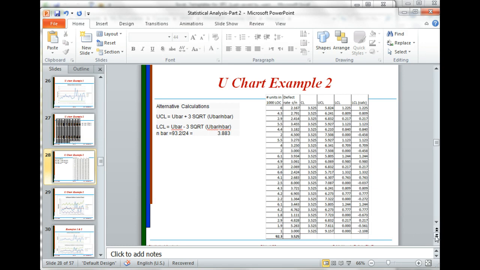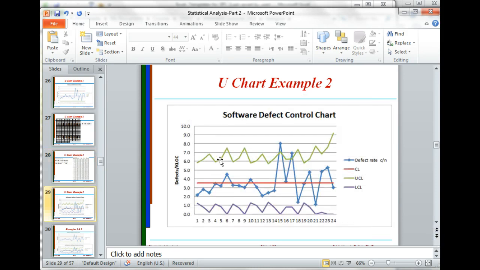So that's what I calculate here. If I plot this, the difference is that if I were using the average n-bar, which is the average number of units, I get a straight line for the upper and lower control limit. The plot of the data points is the same. But if I'm using each sample's own units in the square root, then I'm going to get upper and lower control limits which are a little bit different.